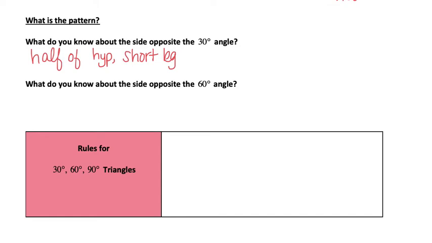What do we know about the side opposite the 60-degree angle, or as I like to call it, the long leg? We were able to find the long leg by taking the short leg and multiplying by the square root of 3.